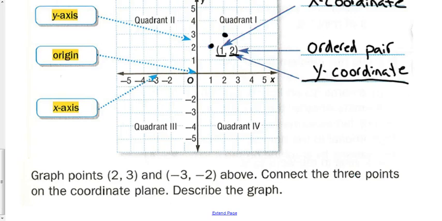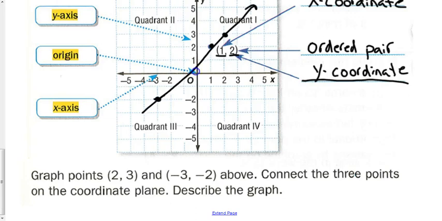All right, and then we have -3, -2. So now we have negatives. Well, again, we're just going to start at the origin. If we're going -3, we're going to go left. 1, 2, 3. And then we're going to go down since it's -2. 1, 2. So I end up with a spot right down here. All right, now it says we're going to connect the 3 points.